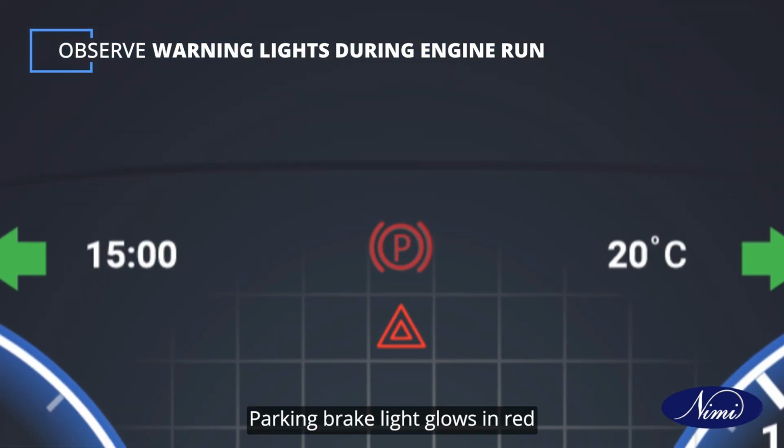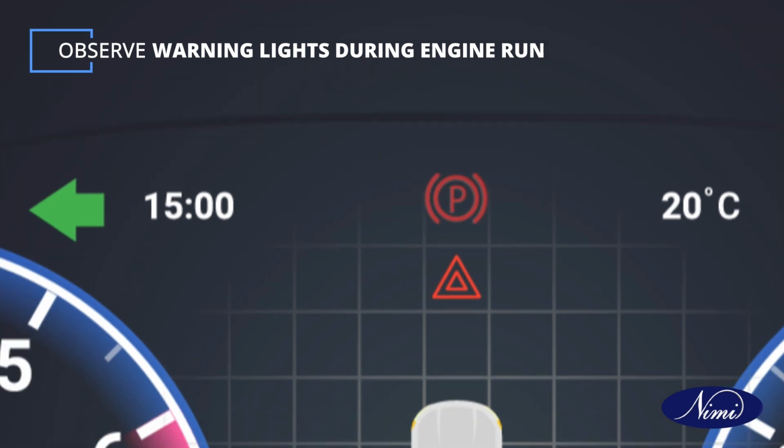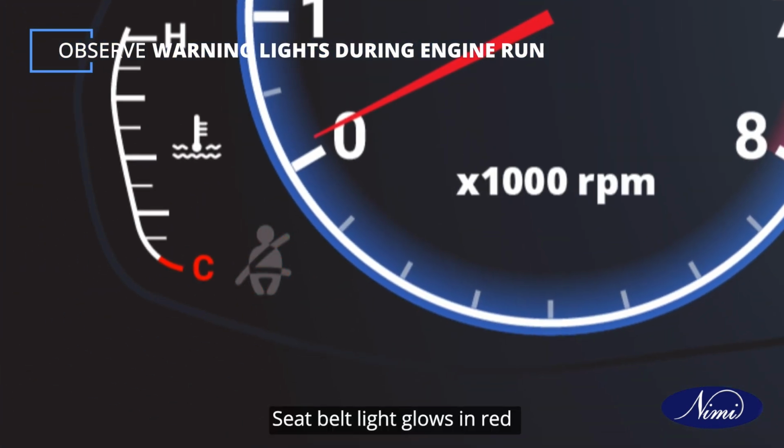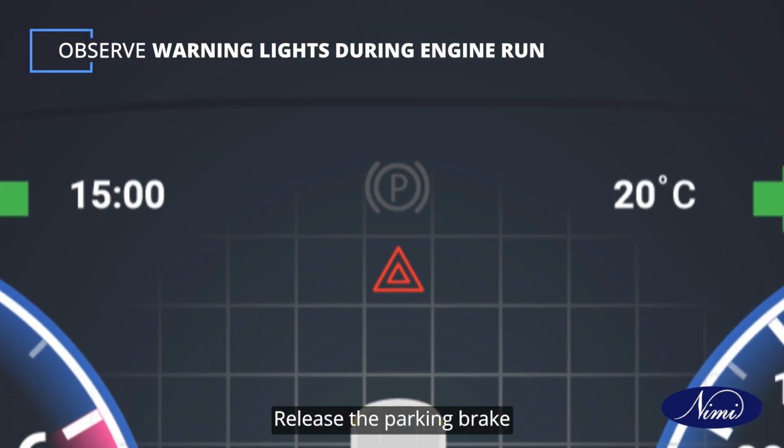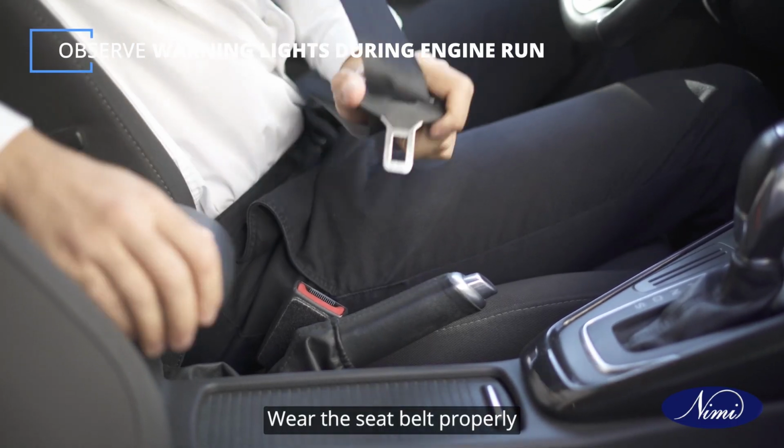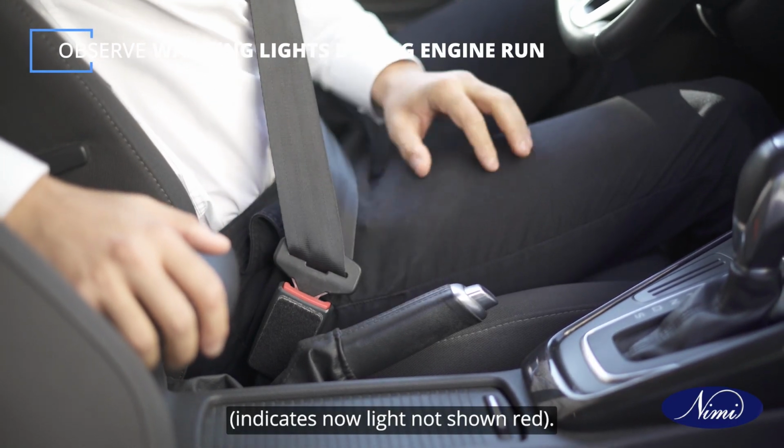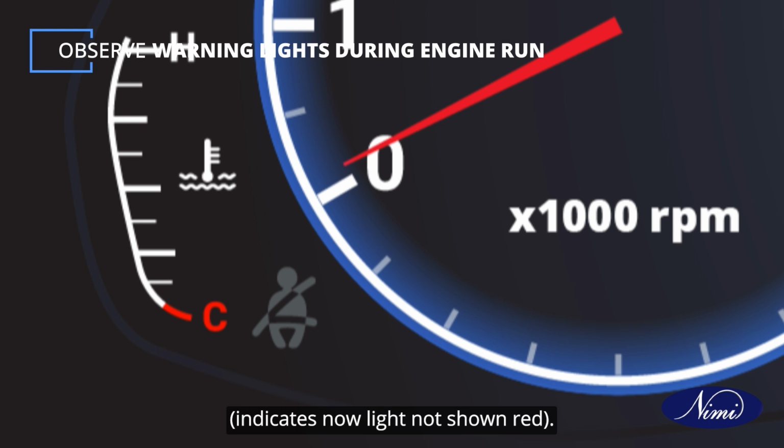Parking brake light glows in red, indicates parking brake is applied. Seat belt light glows in red, indicates driver not wearing the seat belt. Release the parking brake, and now the light is not shown red. Wear the seat belt properly, and now the light is not shown red.